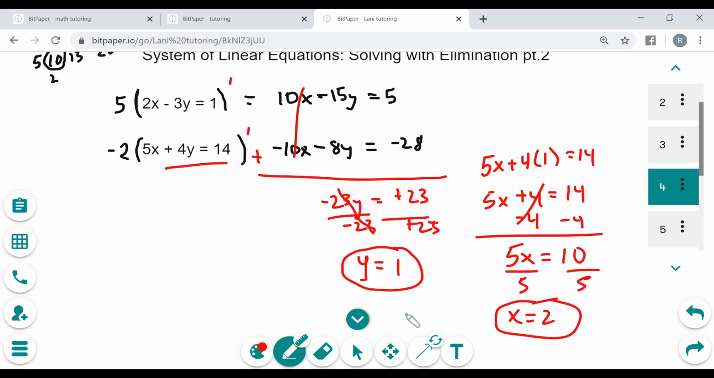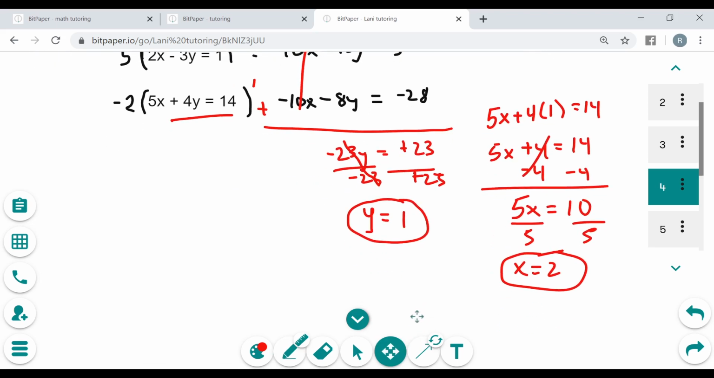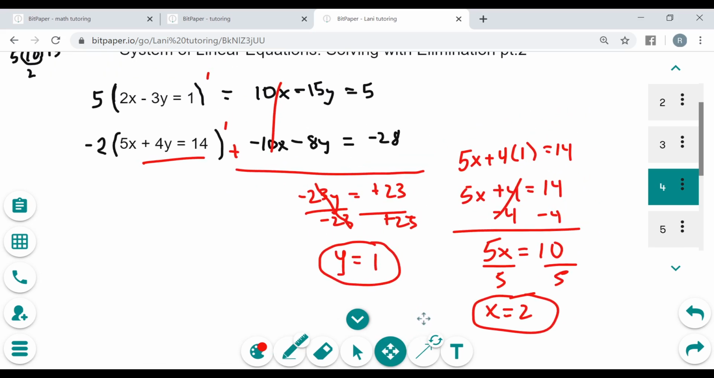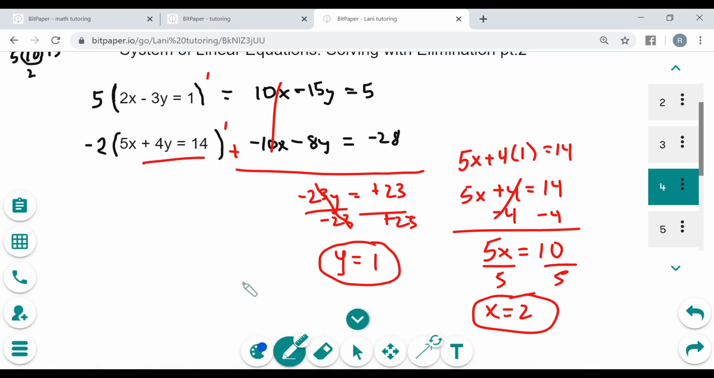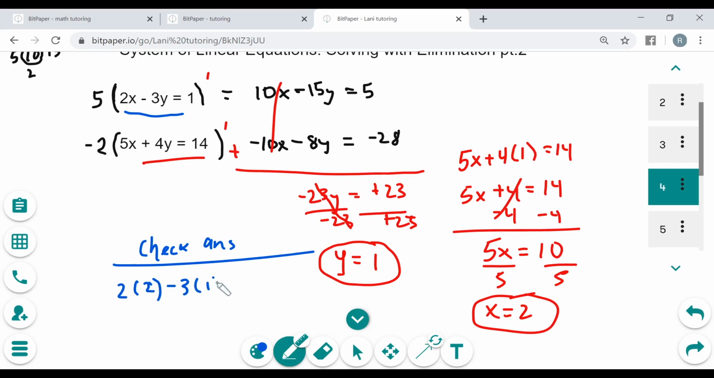So I also wanted to include, in case you weren't sure if your answer was correct, this is what should happen. So to check, let me just do this really quick. I won't make this too long. To check your answer, what you want to do is plug the answers you got into one of the original equations. So I'm going to choose the first one. Our x that we found was 2, so we have 2 times 2 minus 3, our y is 1, is equal to 1.